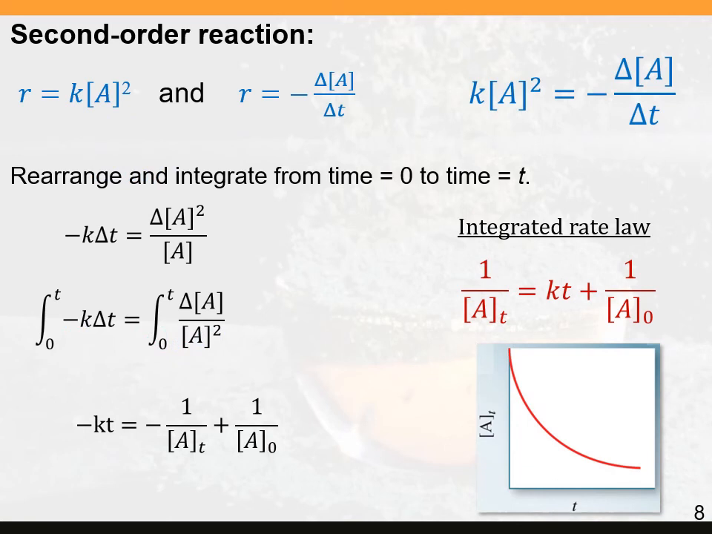The derivation of the second order reaction integrated rate law starts with its respective rate law also. Equating the rate law to the definition of rate, and then rearranging and integrating, we obtain its own integrated rate law. It gives us that 1 over the concentration of the reactant at time t is equal to the product of rate constant and time plus 1 over the initial concentration of the reactant.